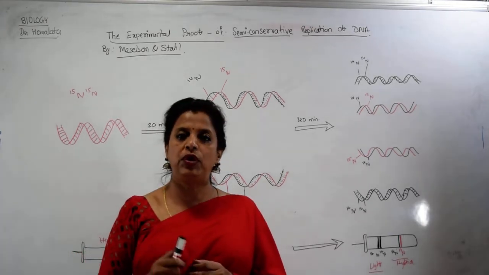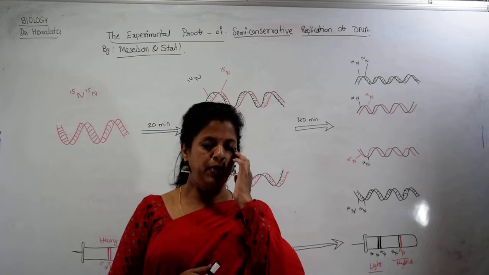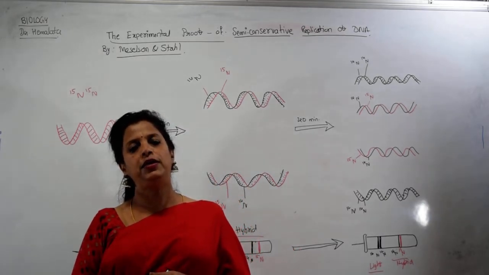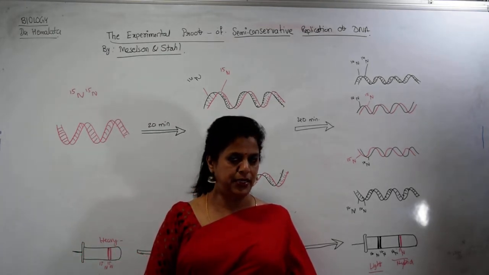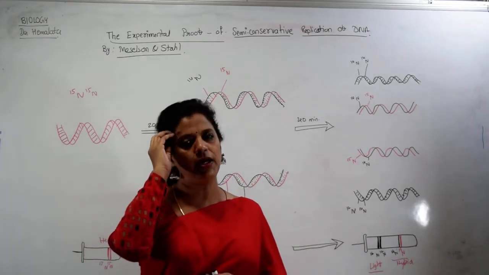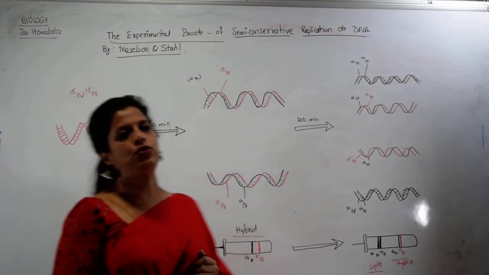Now I am going to give you an experiment which proved that it is semi-conservative replication. In the initial stages I told you that replication of DNA was proved to be semi-conservative by Meselson and Stahl. So what is that experiment? It is an experiment which carries 5 marks. Just observe what I have drawn on the board, right? Then I'll explain it. First you observe this.